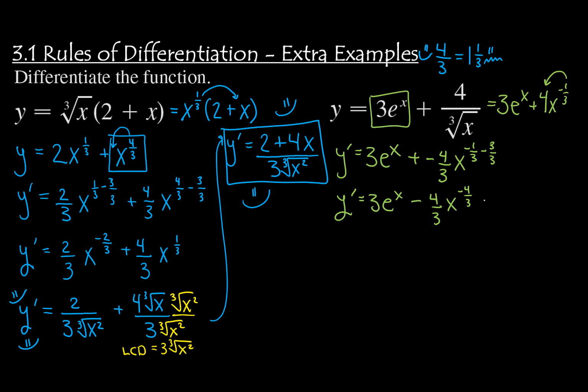Now this one right here, just to simplify that, I've got 3 e to the x minus 4 divided by 3 times the cube root of x to the 4th power.